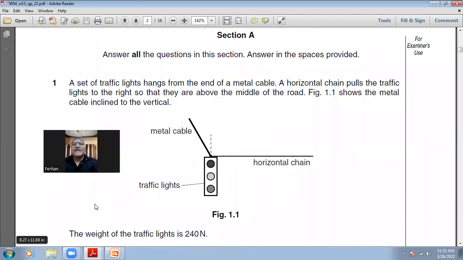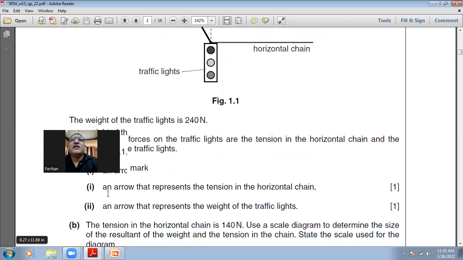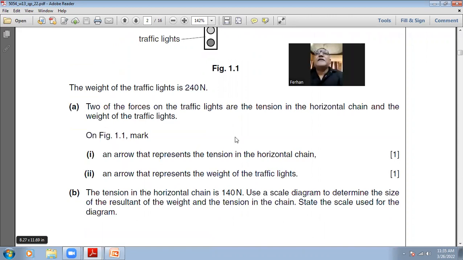Here we go. A set of traffic lights hangs from the end of a metal cable. A horizontal chain pulls the traffic lights to the right so that they are above the middle of the road. Figure 1.1 shows the metal cable inclined to the vertical. The weight of the traffic lights is 240 Newton. Two of the forces on the traffic lights are the tension in the horizontal chain and the weight of the traffic lights. On figure 1.1, mark an arrow that represents the tension in the horizontal chain, and the second part is an arrow that represents the weight of the traffic lights.